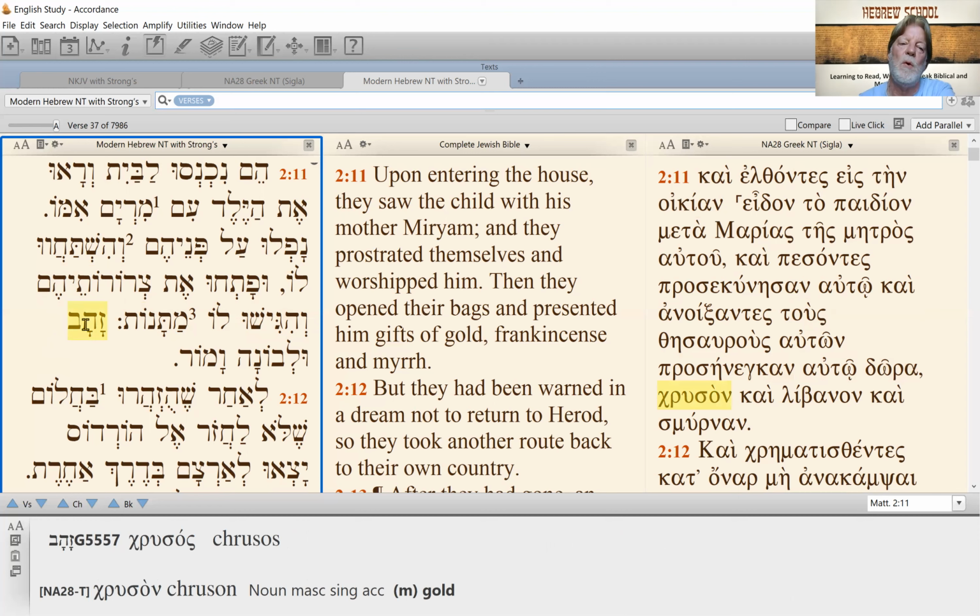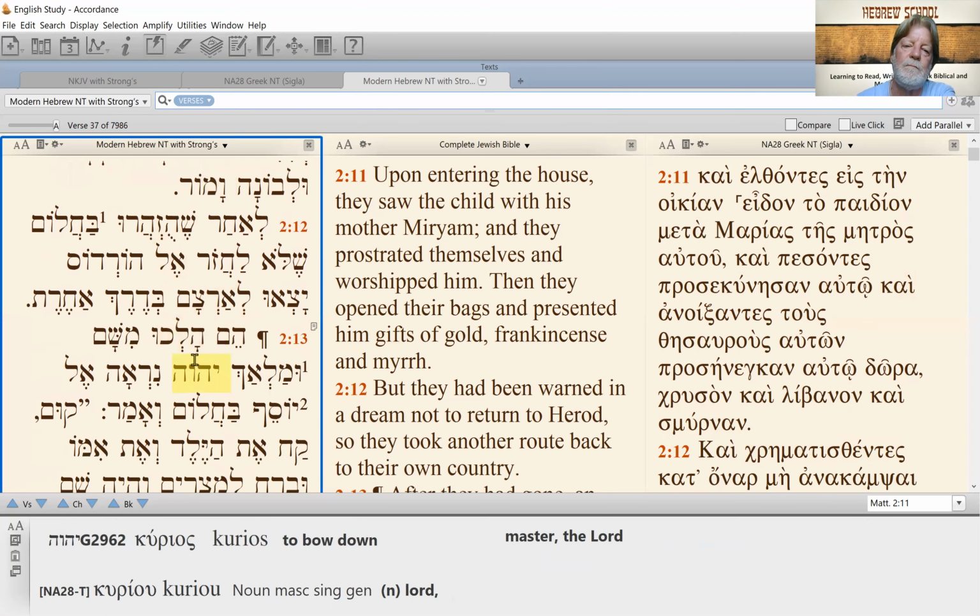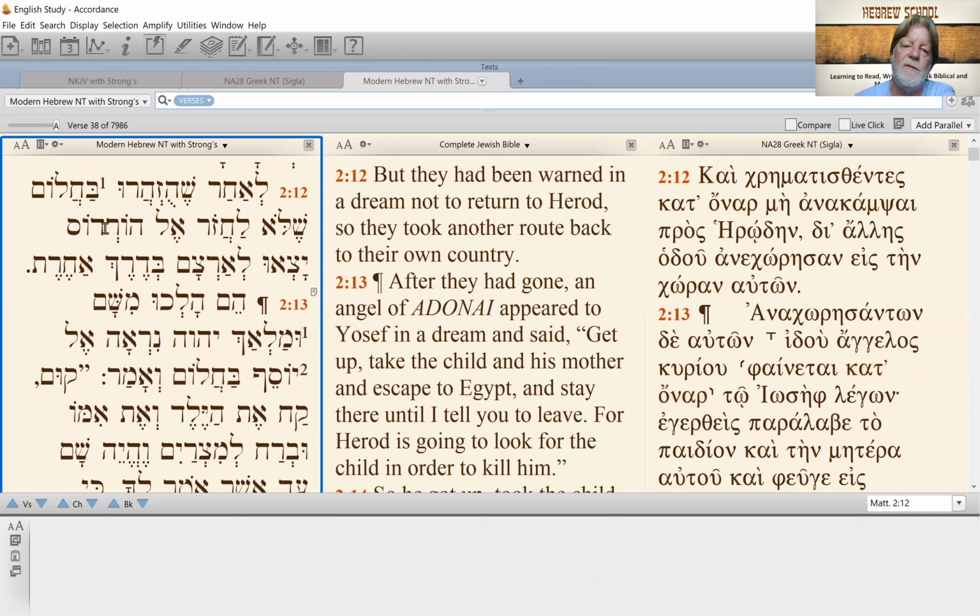And here's what the gifts were. Zahav is gold. Levana is the Hebrew word for white, but that is frankincense. Frankincense, I guess, is white colored, so it's just called levana. Va more, and myrrh. More is mur, smurnan in Greek. Gold, frankincense, and myrrh.